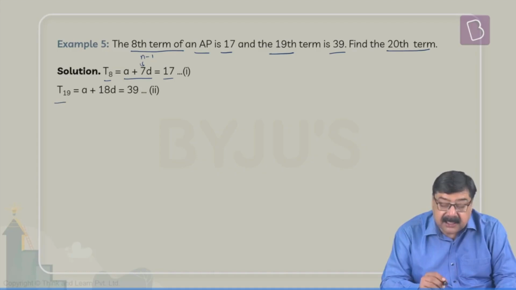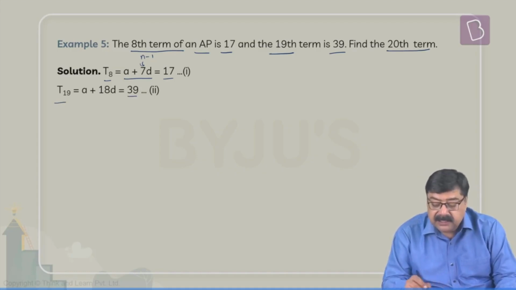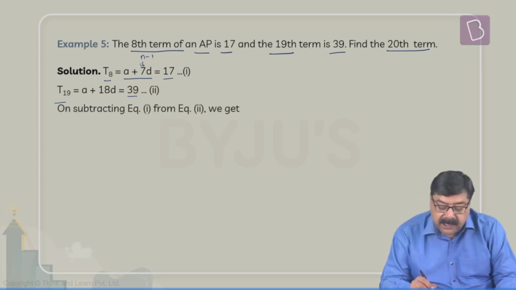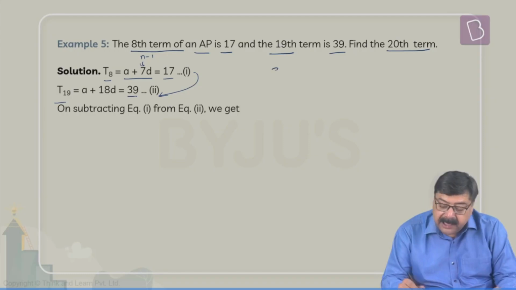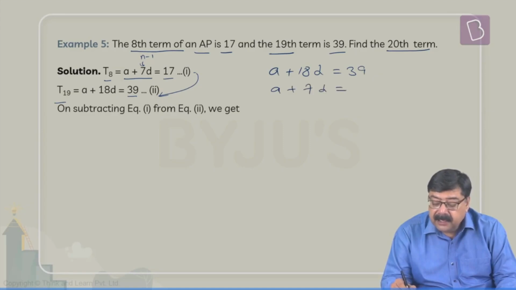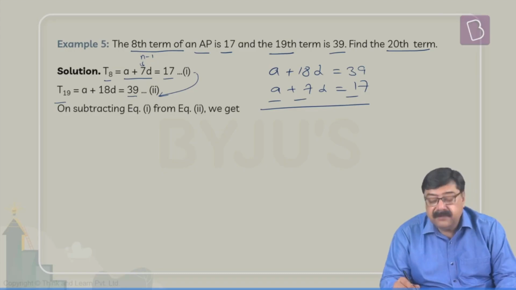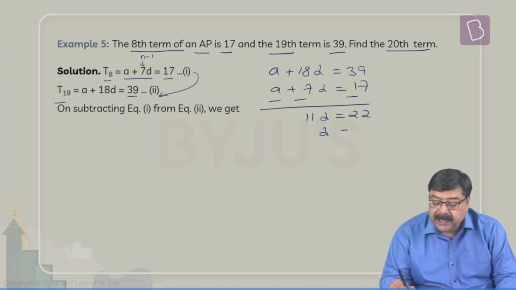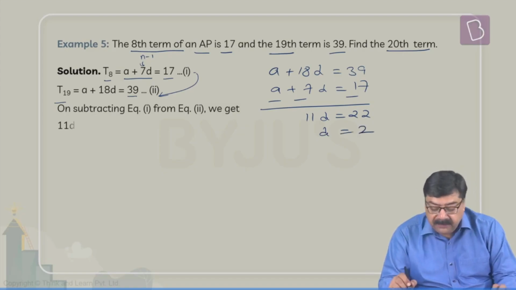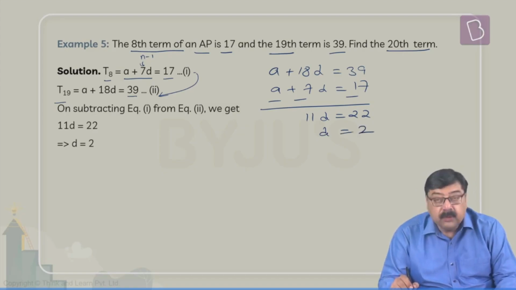And T19, that is the 19th term, is A plus 18D, which is given to us as 39 in the question. So on subtracting 1 from 2, we get A plus 18D equals 39 and A plus 7D equals 17. So 18 minus 7 shall be 11. 11D equals 22. So D here equals 2. So the common difference we have found out works out to be 2.